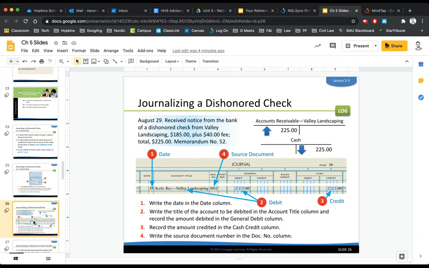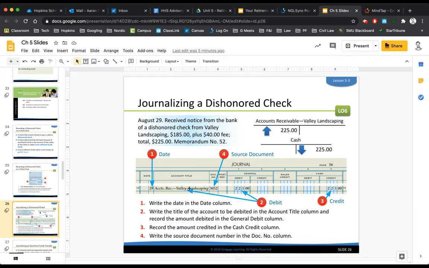So our transaction here on August 29th: you receive a notice from the bank of a dishonored check from Valley Landscaping in the amount of $185 plus a $40 fee, which totals 185 plus 40 equals 225. That was recorded on memo number 52. So how do we journalize this? We write the date in the date column like we normally would. We write the title of the account to be debited in the general debit column. So in this case, we are going to debit accounts receivable for Valley Landscaping for $225.